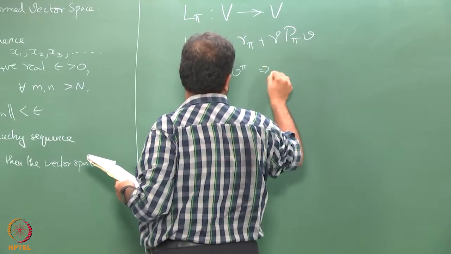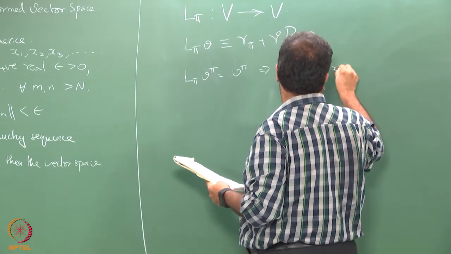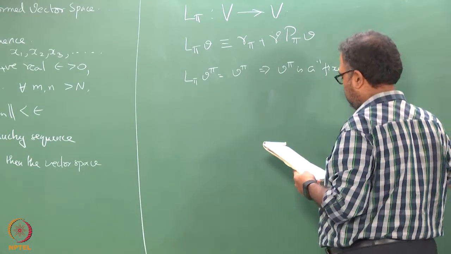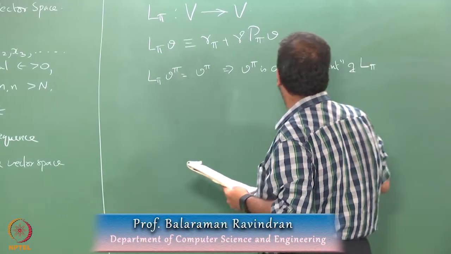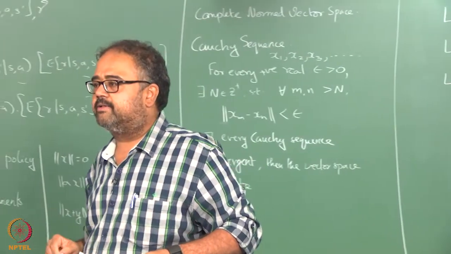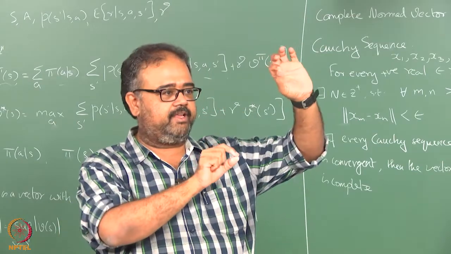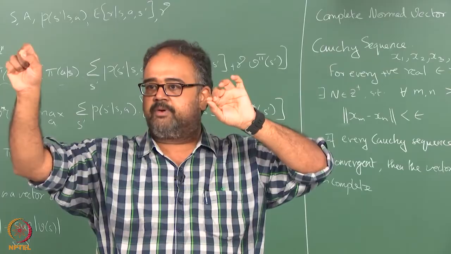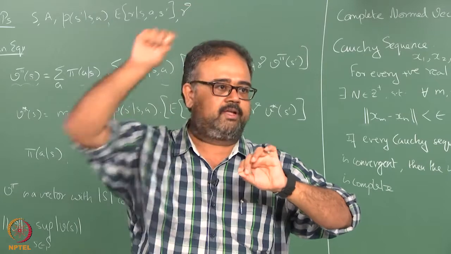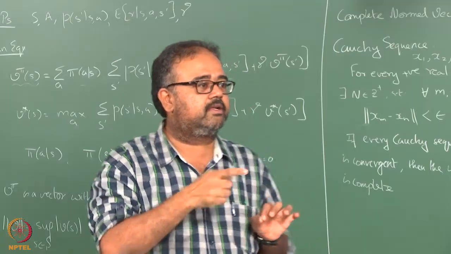So this implies that V pi is what is known as a fixed point of L pi. Normally I take some vector V, I apply L pi on it, it will go to some other point, then I apply L pi on it again, and it will keep moving around in space. If I apply L pi on it and it stays there, then I call it a fixed point.